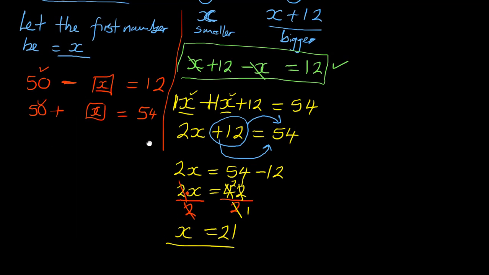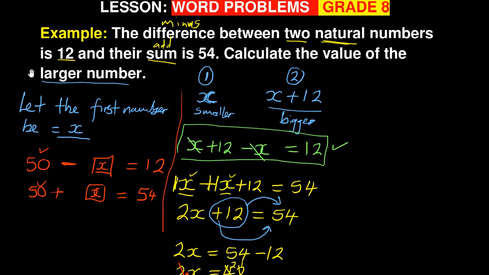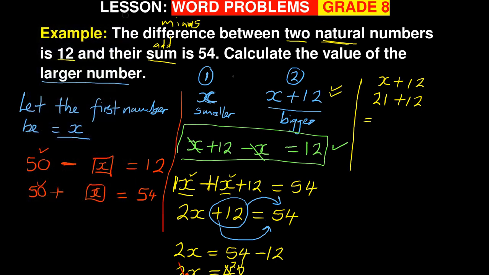Now we are not done. We know that our x is 21. We said let the smaller number be x, which is 21. The question says calculate the value of the larger number. So you need to come back here. This is, remember, your larger number. It's x plus 12, which is 21 plus 12, and then again you can add it with a calculator. As you can see there, it is 33. So you're going to say 21 plus 12, which is equal to 33.